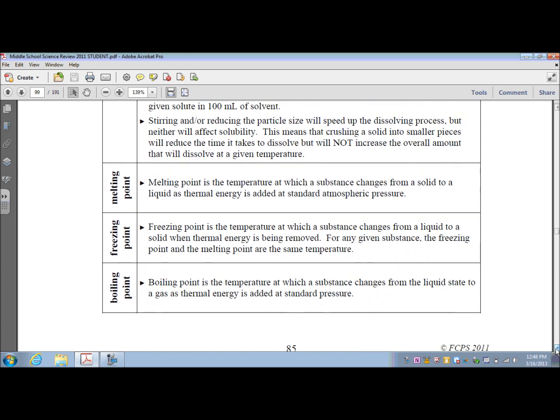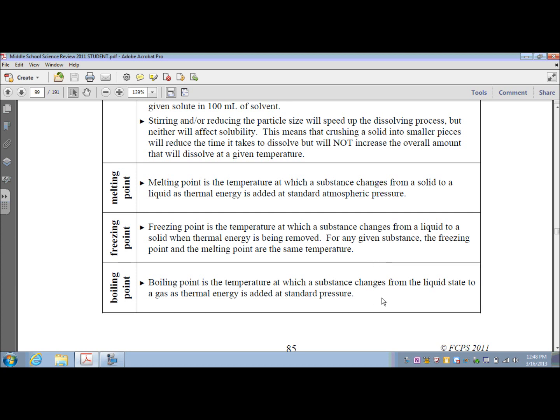Some other characteristic properties are melting point, freezing point, and boiling point. Melting point is the temperature at which a substance changes from a solid to a liquid as thermal energy is added at standard atmospheric pressure. Freezing point is the temperature at which a substance changes from a liquid to a solid when thermal energy is being removed. For any given substance, the freezing point and melting point are the same temperature.